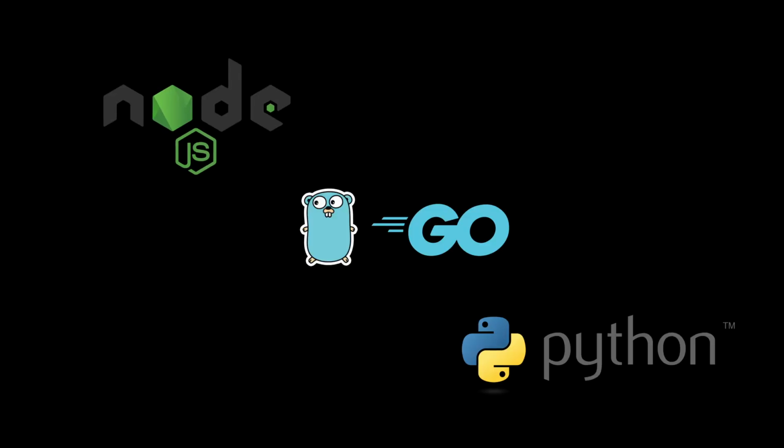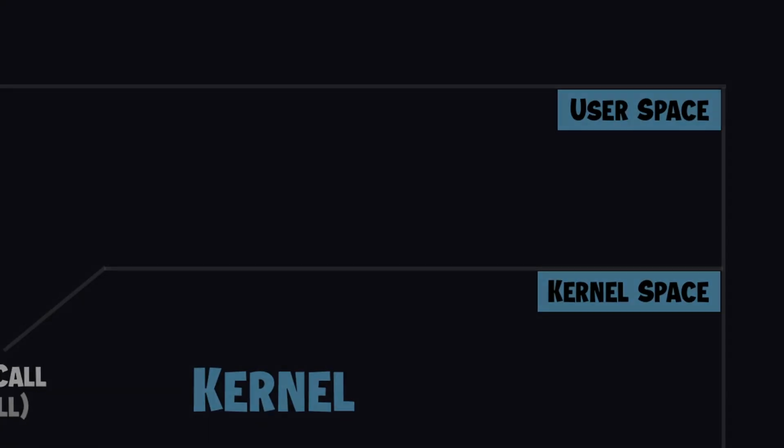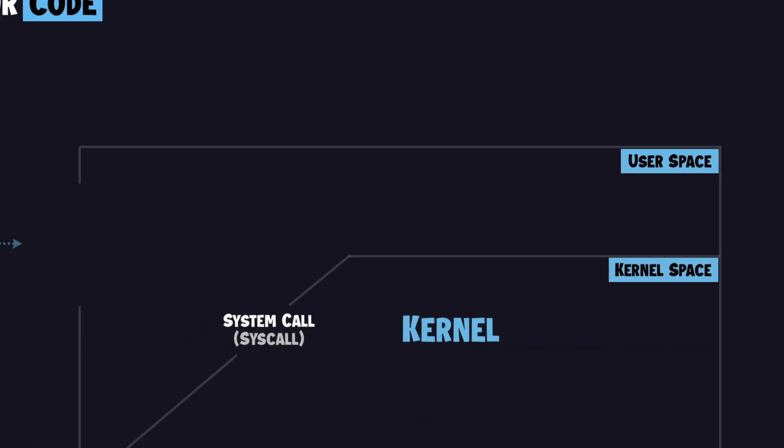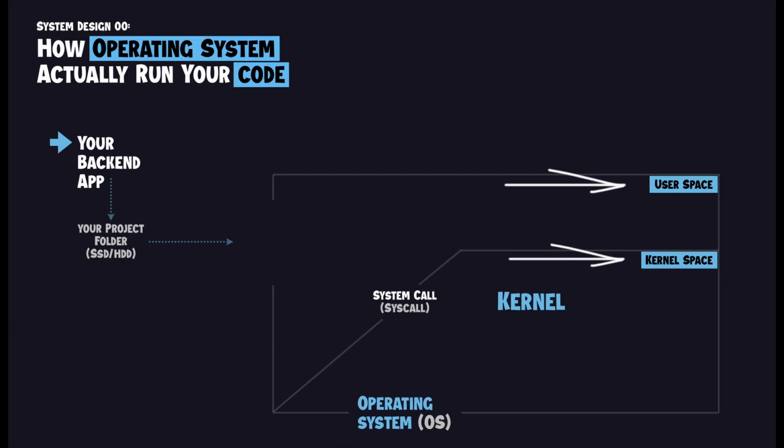In our next video, we are starting at the absolute bedrock of system architecture: user space versus kernel space. We will uncover the hidden boundary lines your code must cross via system calls just to talk to the physical hardware beneath it.